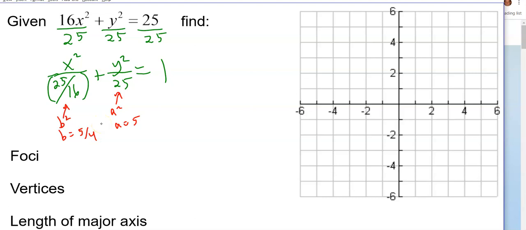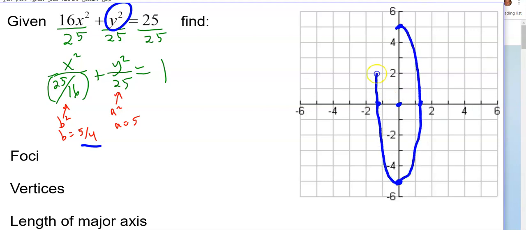So we can now graph our graph. We've got the point in the center. That's the center point. Again, this is your a value. So a, in this case, underneath y squared is vertical. So I'm going to go up 5 and down 5. Underneath x is always horizontal, right? So I'm going to go to the right 5/4, which is a little bit more than 1, and to the left 5/4, which is a little bit more than 1, and go ahead and graph your graph.